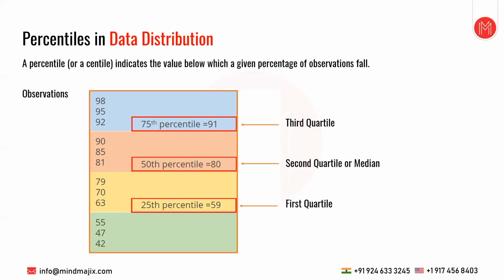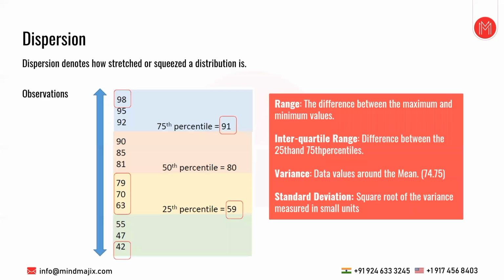After getting an idea about percentiles and data distribution, next we have to talk about dispersion. Dispersion denotes how stretched or squeezed a distribution is. Dispersion is a statistical term that describes the size of the distribution of values expected for a particular variable. Dispersion can be measured by several different statistics such as range, variance, and standard deviation.